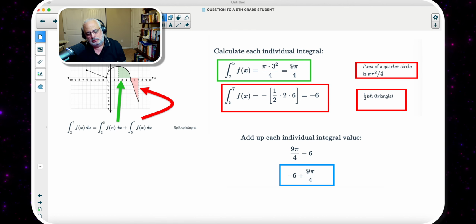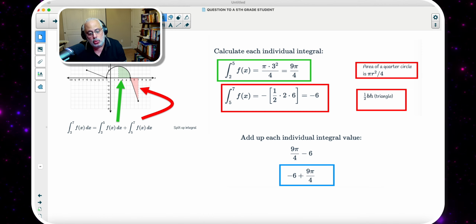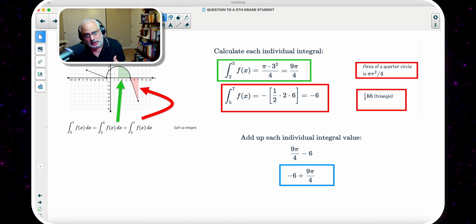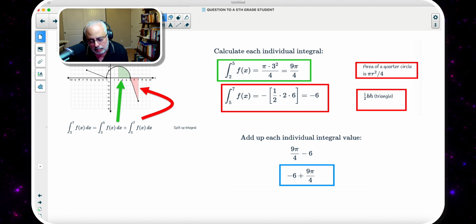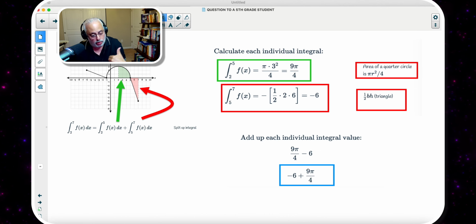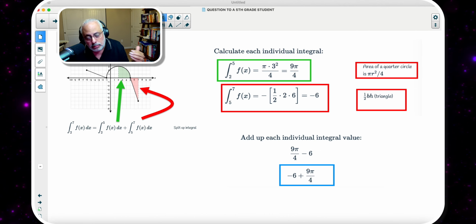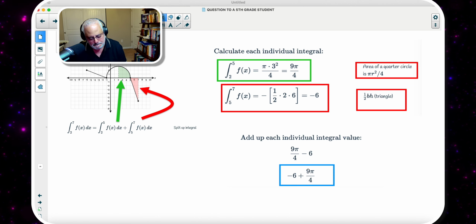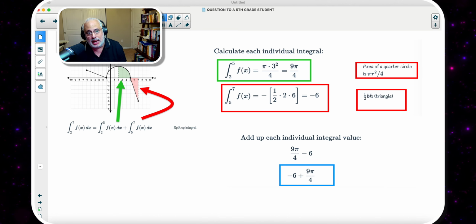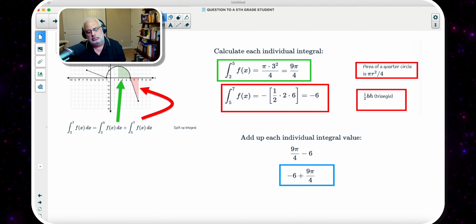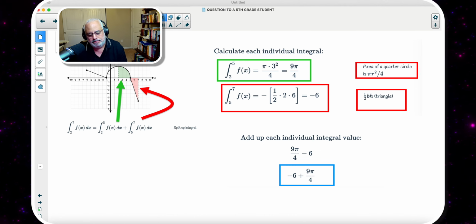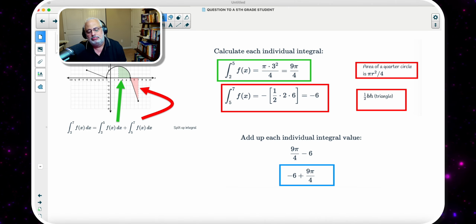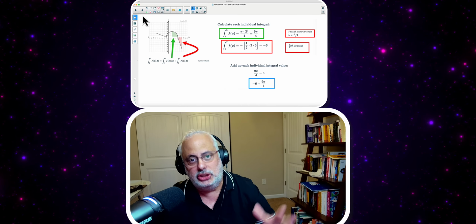Right here. And finally, our former fifth grader will be doing exactly the same. Is going to add up the two individual integral values. For our fifth grader, it's just adding the areas of those plane figures. -6 plus 9 pi over 4. That's it. And that's the answer. And that's the end of the conversation with your fifth grader.